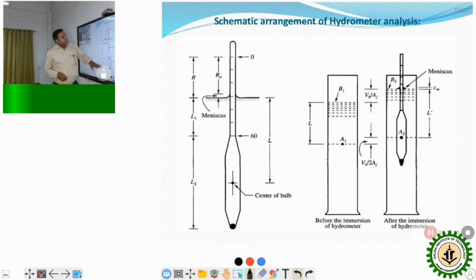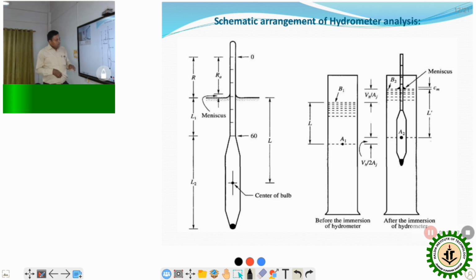In this slide, the schematic arrangement for hydrometer analysis has been shown. This is the hydrometer. It is made of glass. This is the bulb part of the hydrometer, and this is the stem part.